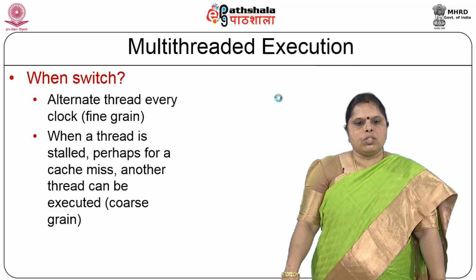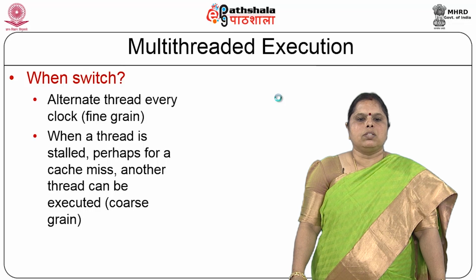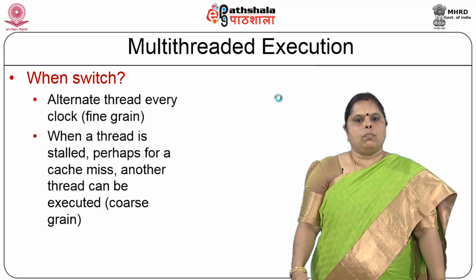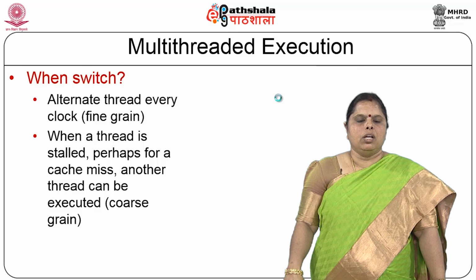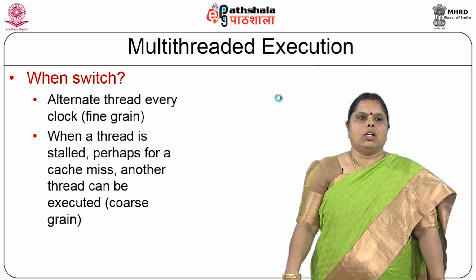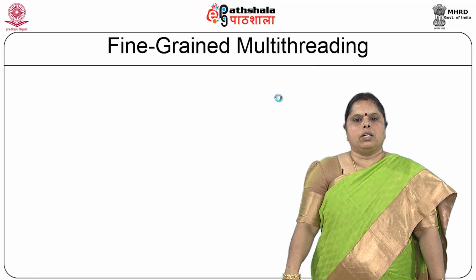In the case of coarse-grained multithreading, only when a thread encounters an expensive stall, say for example a cache miss, you leave this thread of execution and switch to the other thread of execution. That is what is called coarse-grained multithreading.